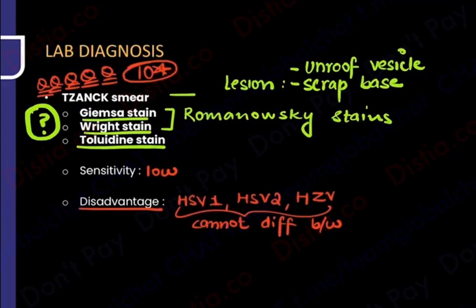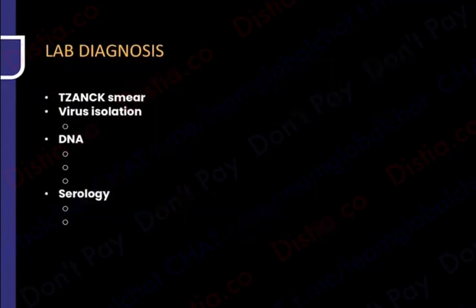So the Tzanck smear is done, but the problem is that its sensitivity is low and it has a disadvantage that you cannot differentiate between the other species. Okay, done. What else? Ma'am, you said the Tzanck smear is anyway not very useful. So fine, we did it. Which is the best thing?